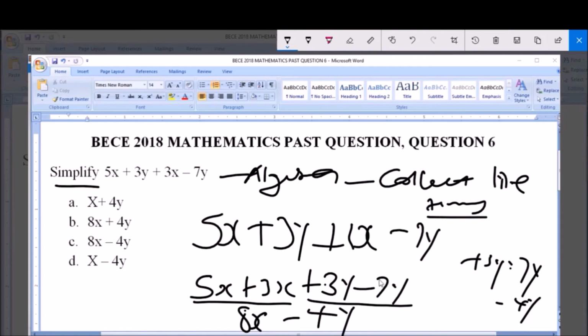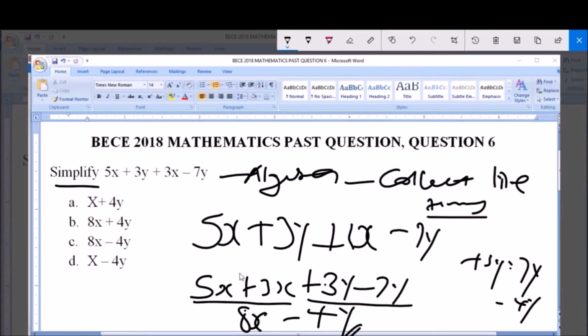Now why is this so? This is because minus 7y is a negative integer, and so when you add 3 to minus 7, you have minus 4. And that is why 5x plus 3x will give us 8x minus 4y. Now, this is our answer.